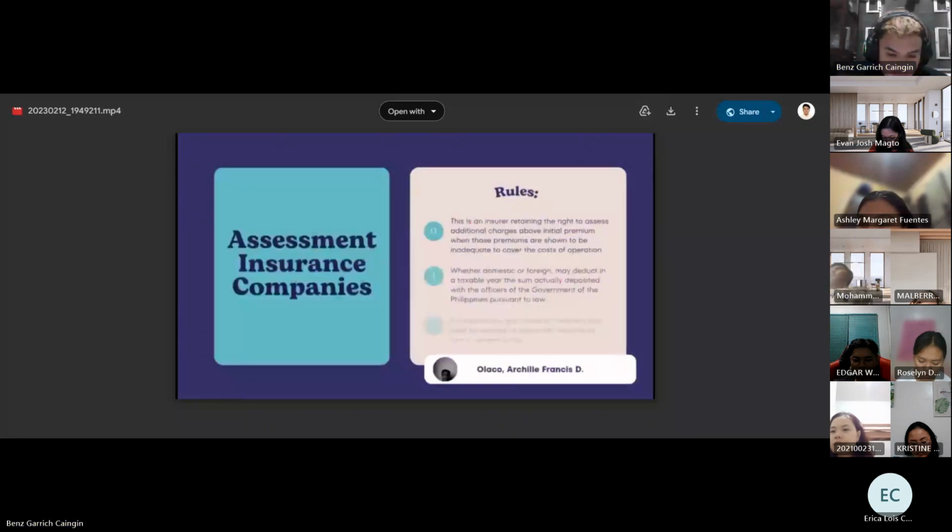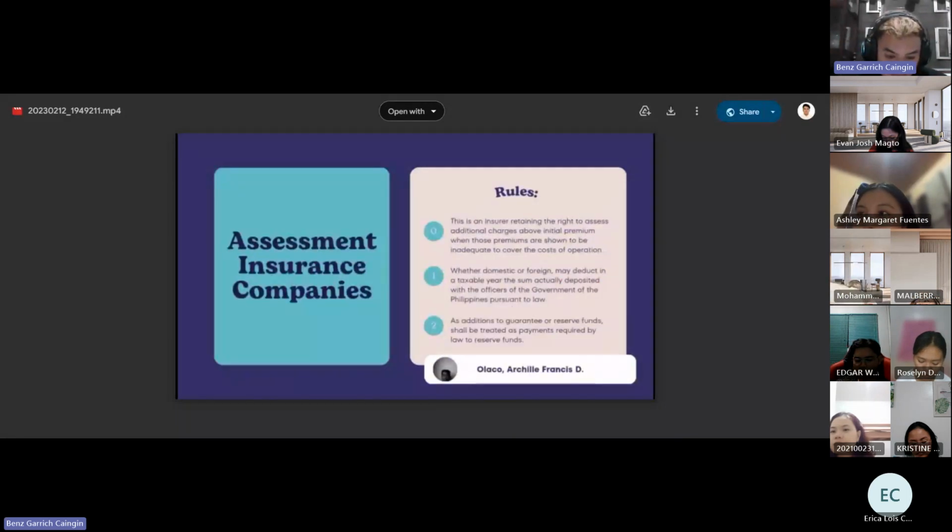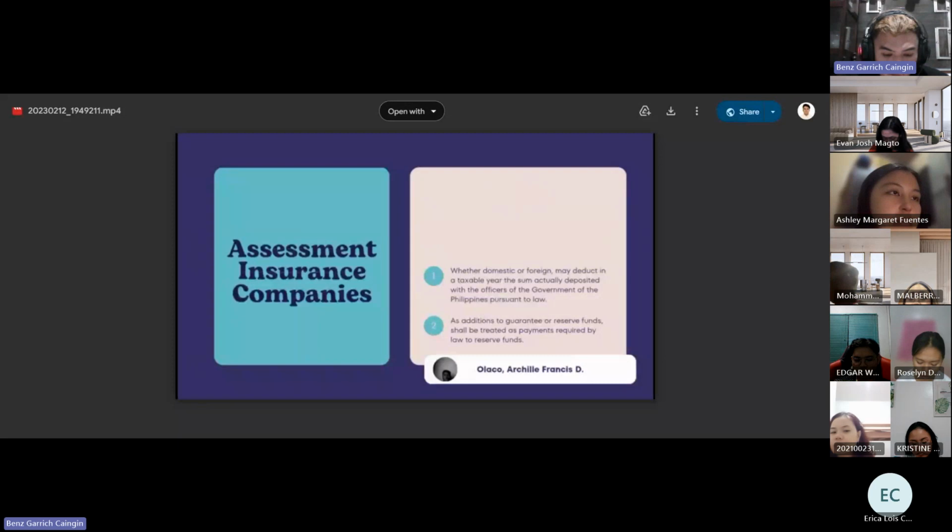Assessment insurance companies. To define, this is an insurer retaining the right to assess additional charges above the initial premium when those premiums are shown to be inadequate to cover the cost of operation. The general rule is that whether domestic or foreign, they may deduct in a taxable year the sum actually deposited with the officers of the government of the Philippines pursuant to law, as additions to guarantee or reserve funds, which shall be treated as payments required by law to reserve funds.